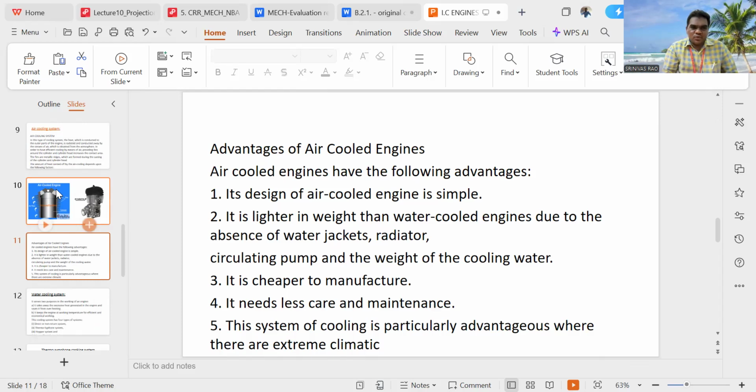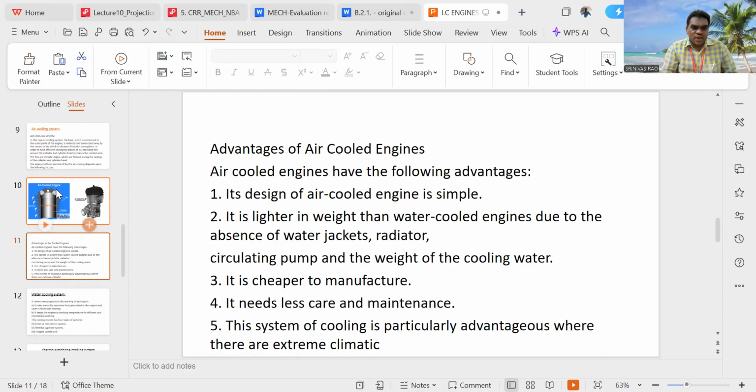Next, it is lighter in weight than water-cooled engines due to the absence of water jackets, radiators, and some other elements. Next, pumps also we don't have. So in order to circulate air, we don't need any pump-like devices. So it is cheap to manufacture.